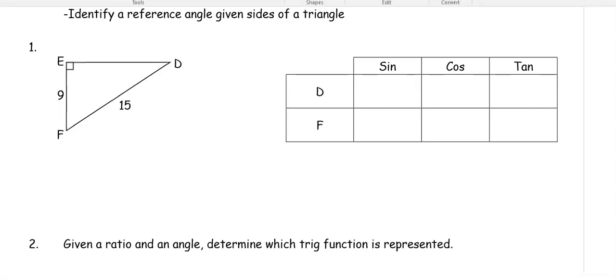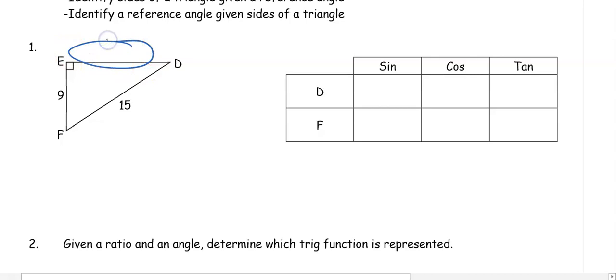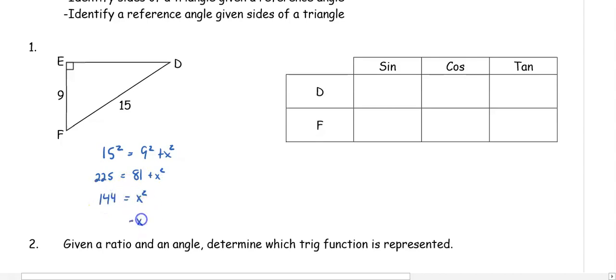Right now we are missing our third side. So to find the third side, we're going to do Pythagorean theorem. So 15 squared equals 9 squared plus x squared. 225 equals 81 plus x squared. 144 equals x squared. So x is 12. Now that we know x is 12, we can do our ratio.